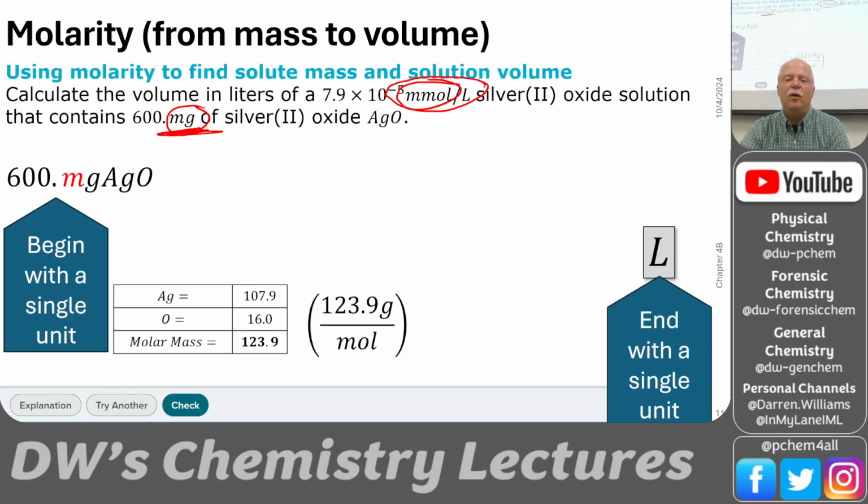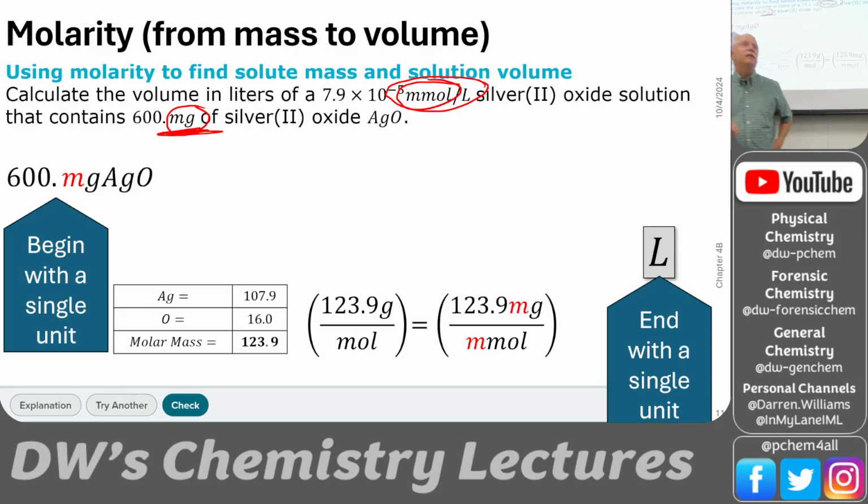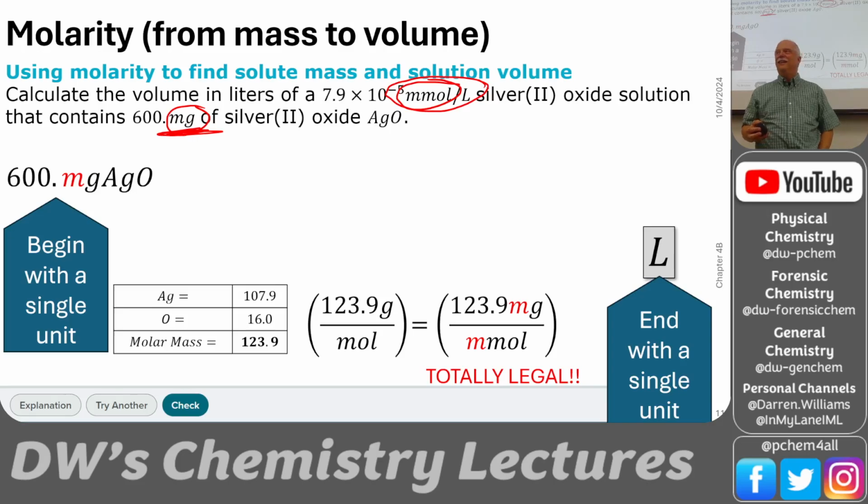123.9 grams per mole is the same as 123.9 milligrams per millimole. Does everybody agree with that? I've got a 10 to the minus 3 on top and a 10 to the minus 3 on bottom. There's no problem with doing that. And so now I can just write that upside down and my milligrams will cancel. This is totally legal.